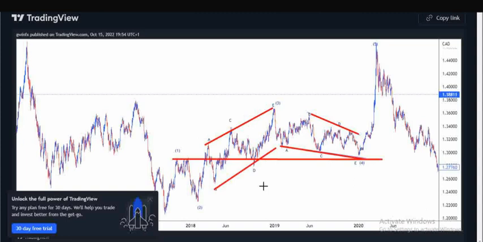So I'm going to be back with more videos, also with more examples of how you can identify leading diagonals and also ending diagonals on your chart using the concept of the Elliott wave.